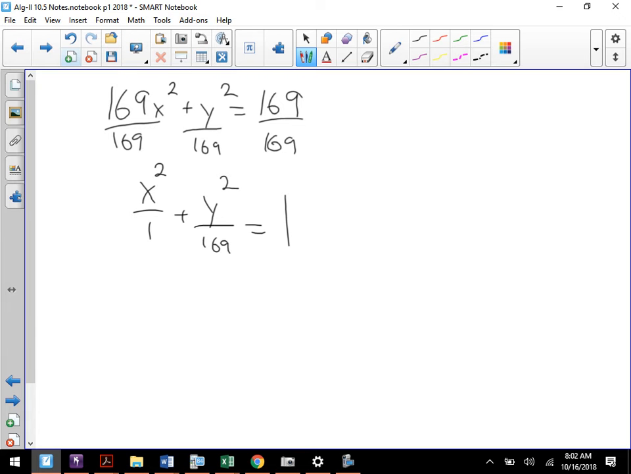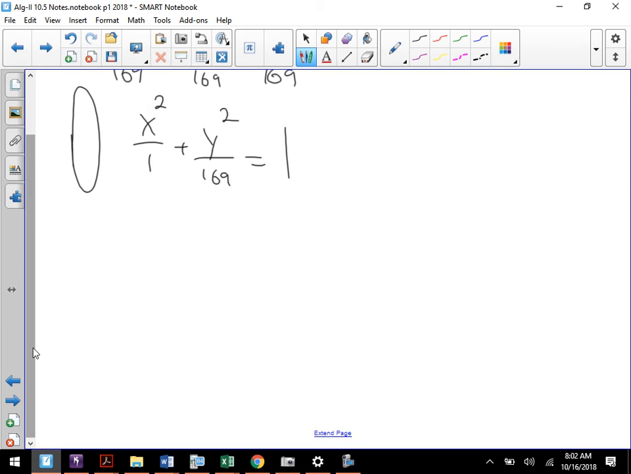Now, in the ellipse, a squared mattered. In the hyperbola, it didn't. Which one of those numbers is playing the role of a squared? 169, good. Remember, in the ellipse, the larger of the two numbers in the denominator will always be the a squared. So if the a squared is underneath the y squared term, which direction is this being stretched? Up and down. It has to be stretched up and down.